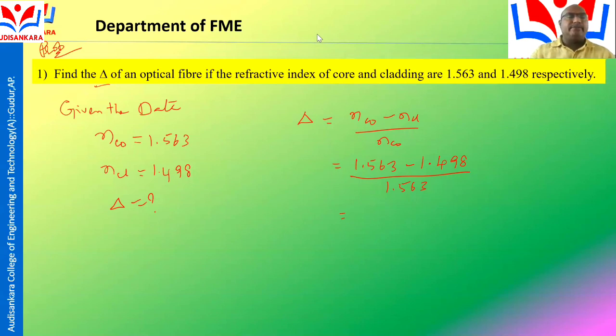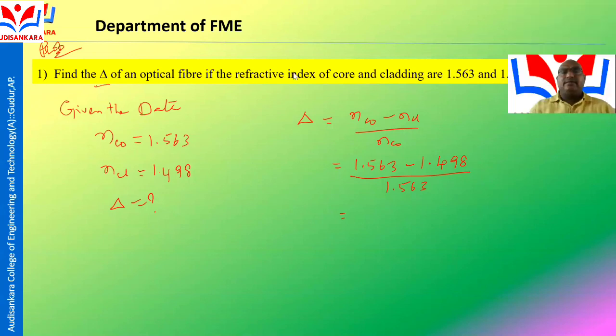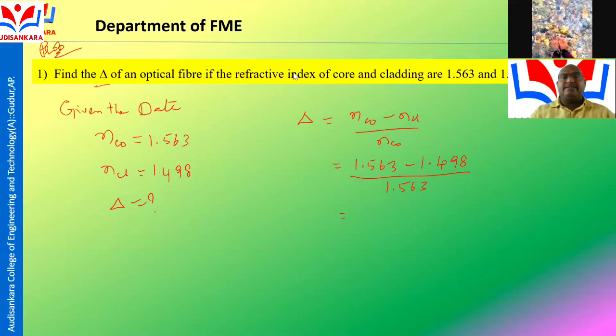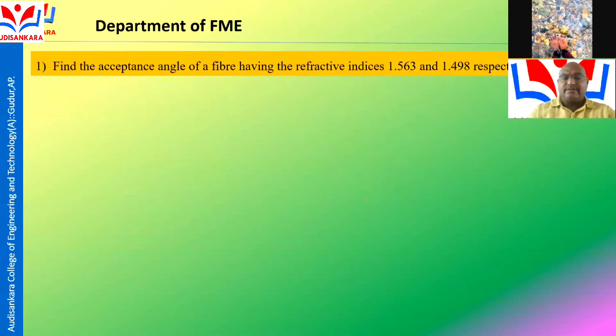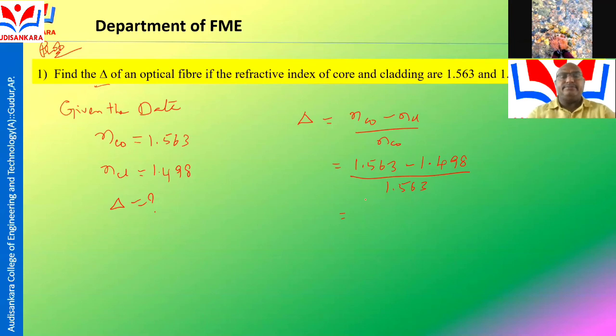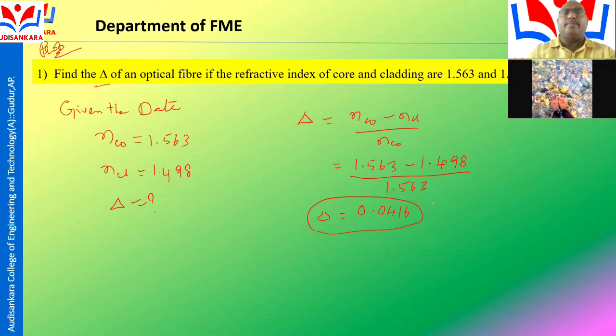Anyone of you, girl side and boy side, please raise your hand. Okay, Monica. 0.0416, sir. Yes, sir. 0.0416. So, my dear students, please check the correct answer, right?